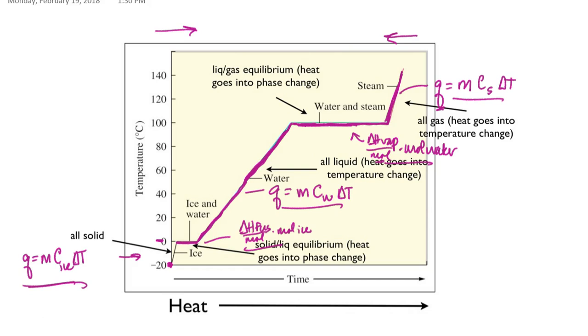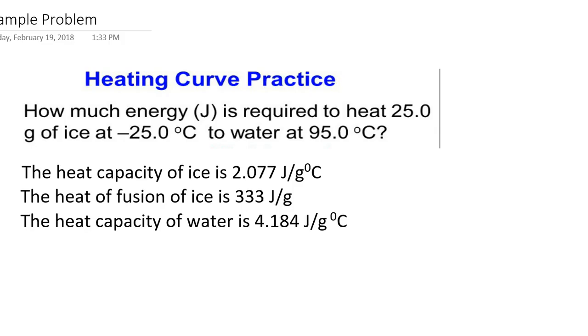So let's take an example problem. Okay, I'm being asked to calculate how much energy is required to heat 25 grams of ice at negative 25 degrees Celsius to water at 95 degrees Celsius. And I'm given the heat capacity of ice, the heat of fusion of ice, and the heat capacity of water.